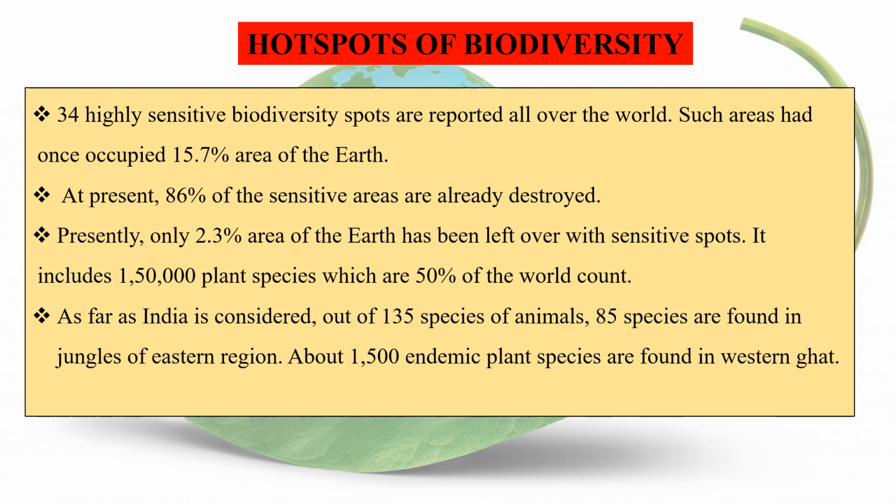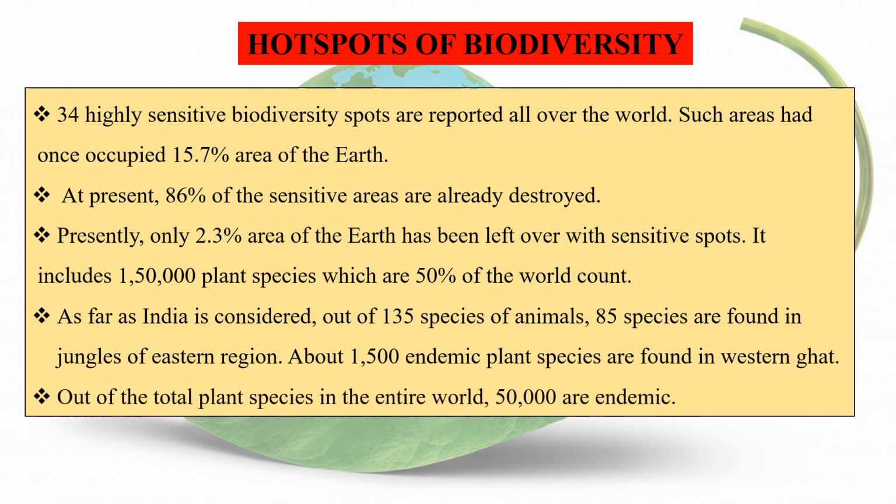As far as India is considered, out of 135 species of animals, 85 species are found in jungles of eastern region. About 1,500 endemic plant species are found in Western Ghat. Now, what is the meaning of endemic species? I will be explaining all in the next slide. Out of the total plant species in the entire world, 50,000 are endemic.